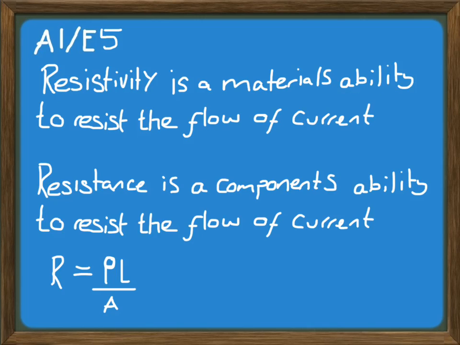For instance, copper, no matter where it comes from, would have the same resistivity, whereas you could have two components of varying sizes, both that have different resistance. If you know the resistivity of a material, you can work out the resistance of a component by calculating the resistivity by the length of the component and dividing it by its cross-sectional area.